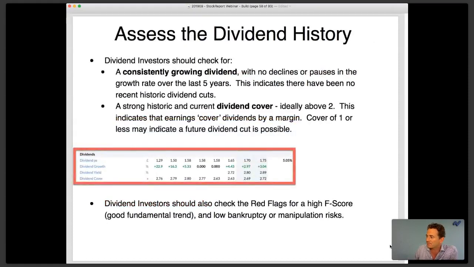Hang on a minute. Assessing the dividend history. I am getting some questions. I will try and get through them a little bit later.